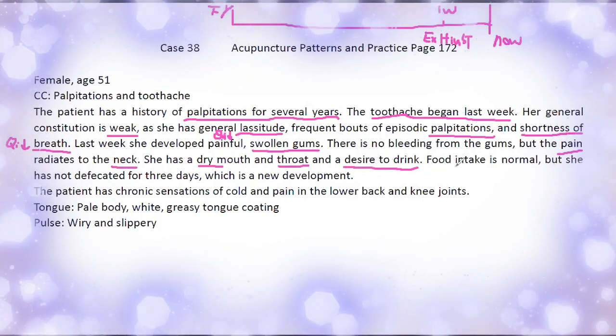So basically, if we're talking about gum problems, we're thinking about the stomach. Some stomach heat may go there. But food intake is normal. If there is heat in the stomach organ, usually we're talking about stomach fire rushing up, but in that kind of case the patient is hungry often and eats a lot. So this heat is in the stomach channel, not in the stomach organ. That's one week. Also no stool for three days, that's internal heat.